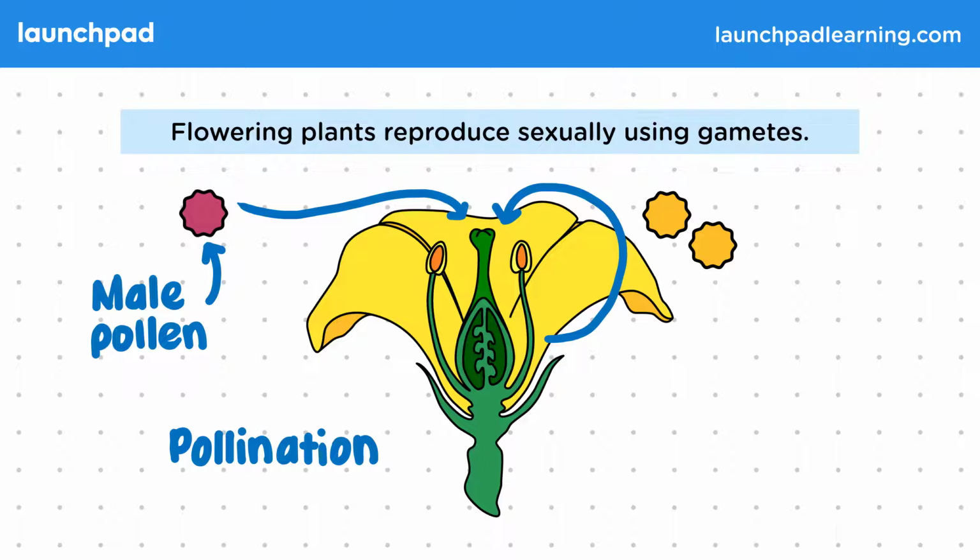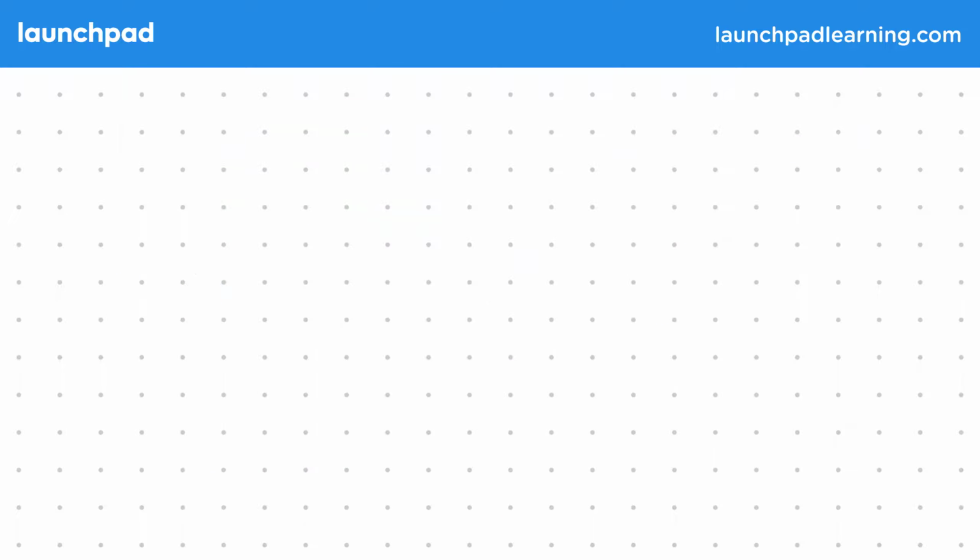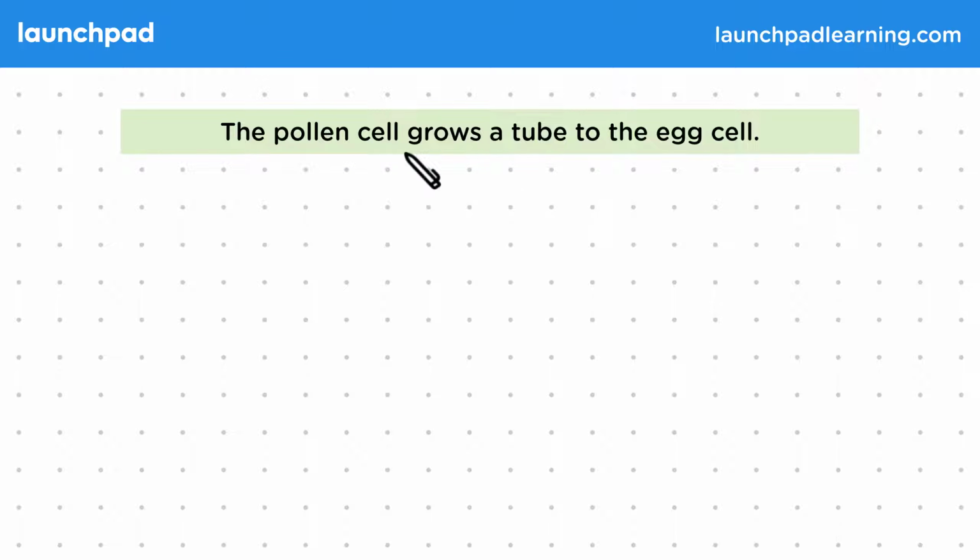So what happens after pollination? You won't have to describe this process in plants, but you should know that the pollen and egg cells fuse to restore the full number of chromosomes. So the pollen cell grows a tube to the egg cell.